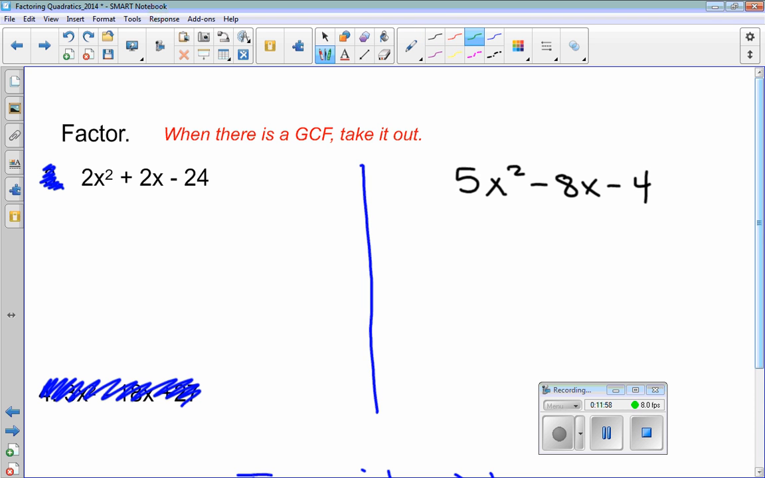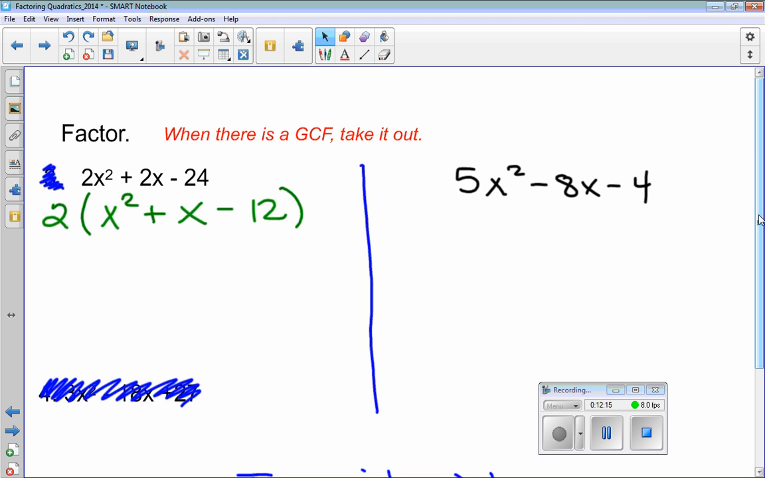We're going to take out the 2. When I take out the 2, what's left? X squared plus x minus 12. I've taken the GCF out. Sometimes you can do that. And I always want you to check for that first. Okay? So take your GCF out if there is one. And there was on the left-hand side.